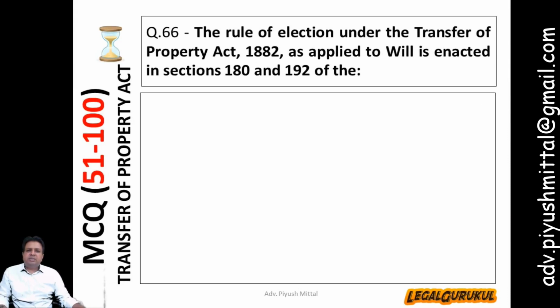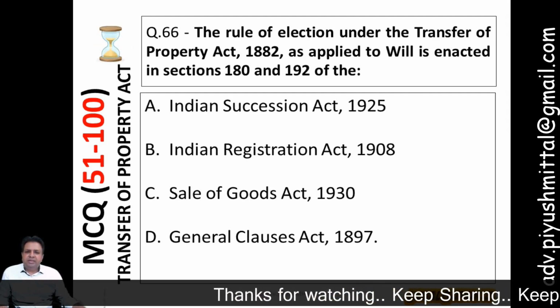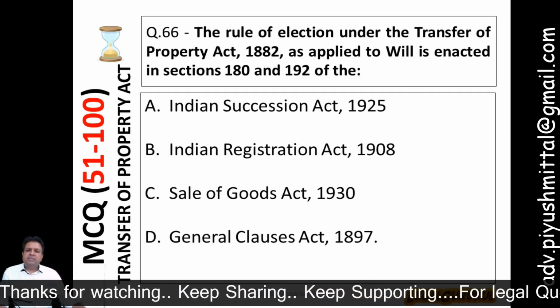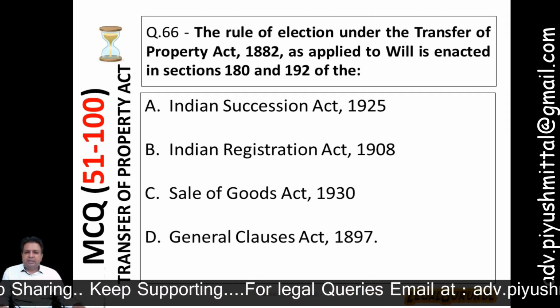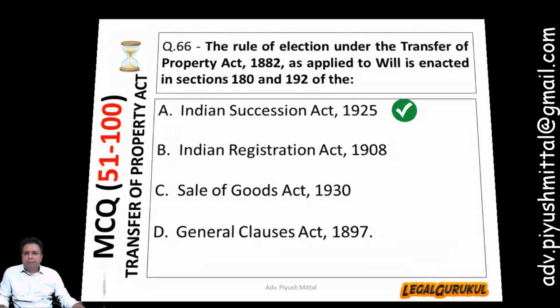Question number 66. The rule of election under the Transfer of Property Act as applied to wills is enacted in sections 180 and 192 of the A, Indian Succession Act 1925, B, Indian Registration Act 1908, C, Sale of Goods Act 1930, D, General Clauses Act 1897, and the correct answer is A, Indian Succession Act 1925.